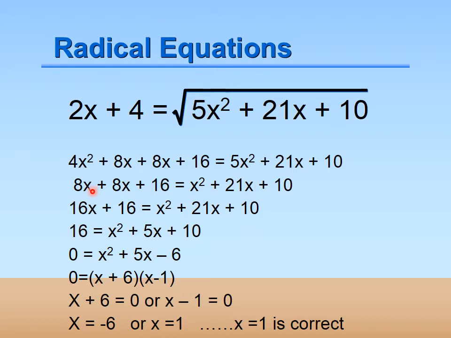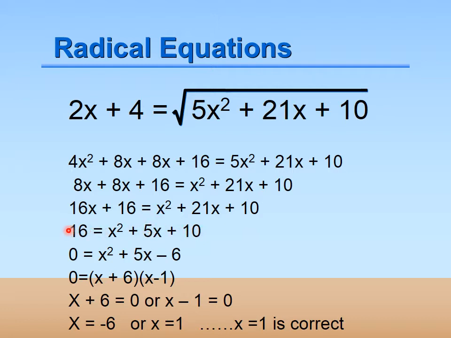So now I'm going to combine like terms. So 8x plus 8x equals 16x. So that's this step here. And now I'm going to continue trying to make the left-hand side equal to 0. So I'm going to subtract 16x from both sides. So I'm left with 16 equals x squared, but 21x minus 16x leaves me 5x plus 10.